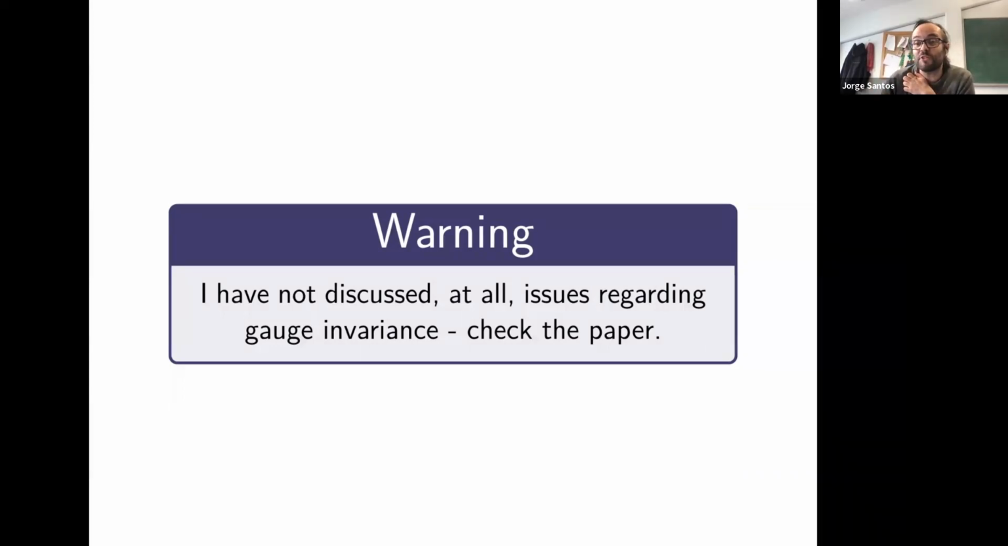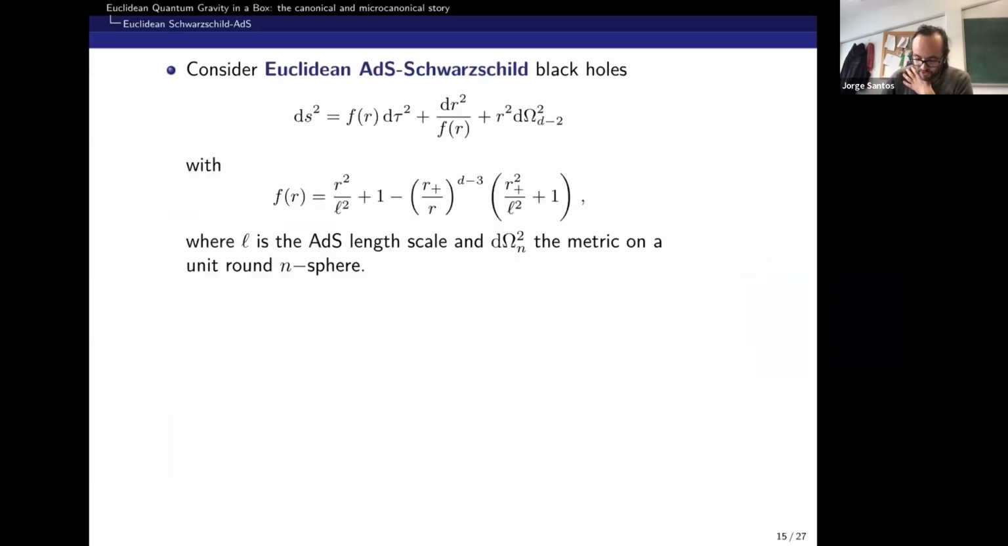Now, there's one thing that I've not discussed whatsoever, and it's the bulk of the paper. I've not told you anything about gauge invariance, and I'm not going to tell you. It can be dealt with. Okay, good. So what do we do?